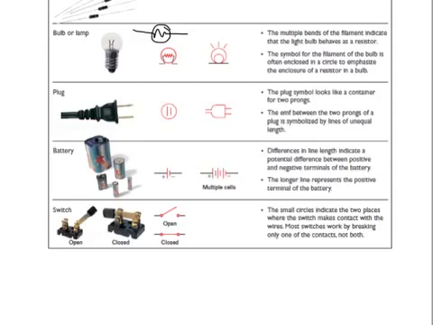Finally, the last thing to take a look at is a switch. A switch just opens or closes a circuit. This is an open circuit because the switch is open. This is a closed circuit because the switch is closed. So an open switch would look like this, and a closed switch would look like this. The 2 little circles here are indicating these junction points right here.